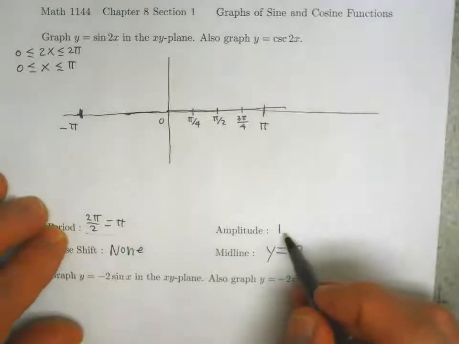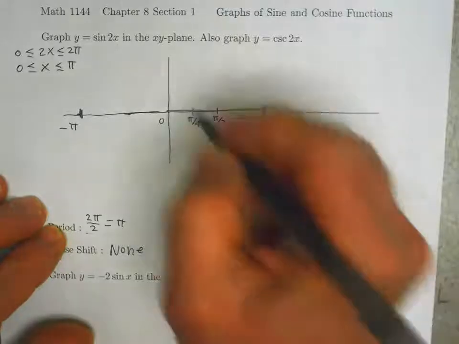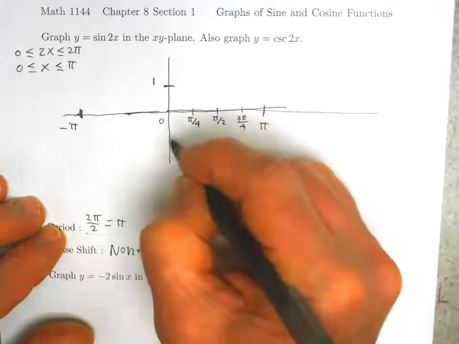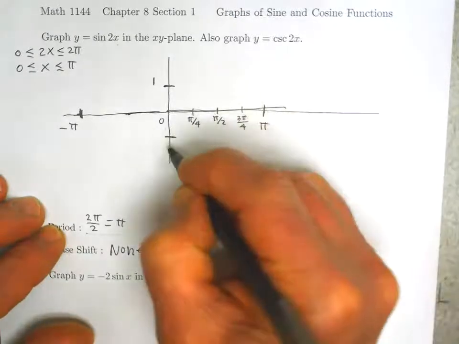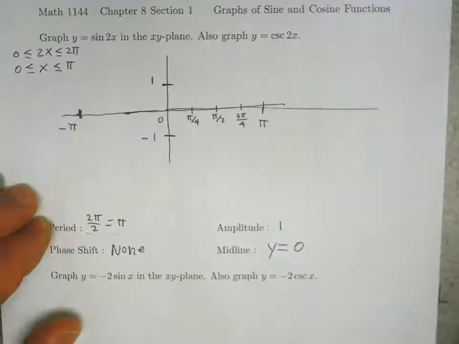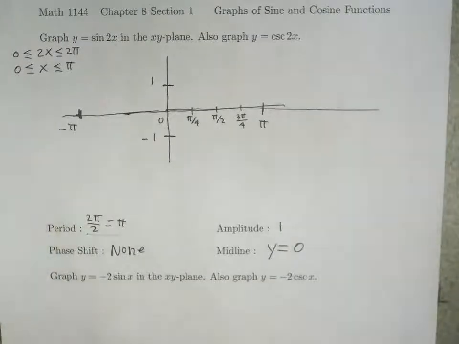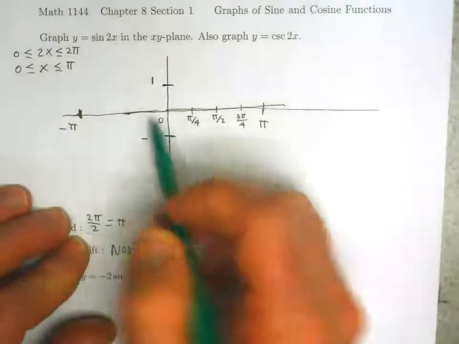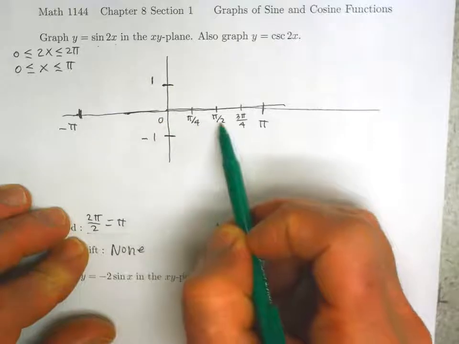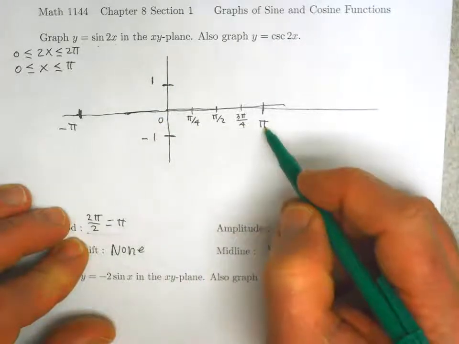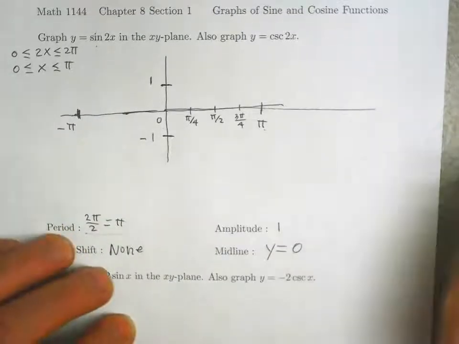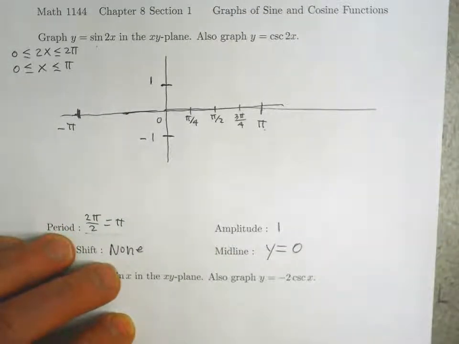The amplitude is 1 and the midline is 0, so the maximum height will be 1 and the minimum will be negative 1. Okay, so let's evaluate y equals sine of 2x for 0, pi over 4, pi over 2, 3 pi over 4, and pi. We'll plot those points, and then we'll have enough information to just go ahead and graph the function.